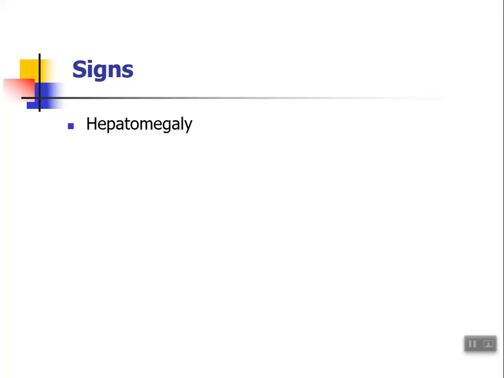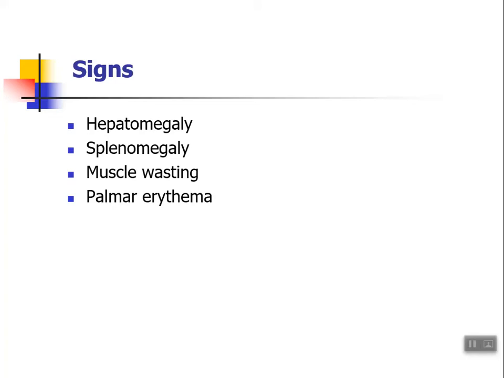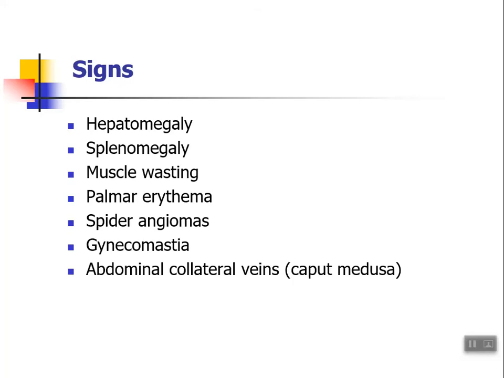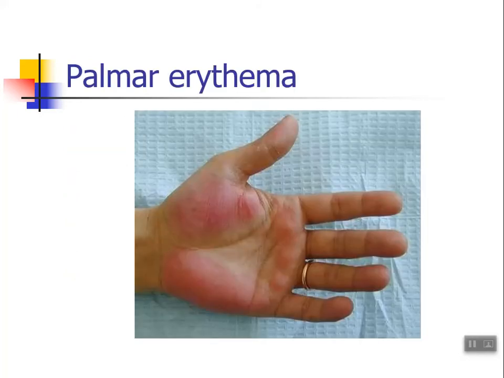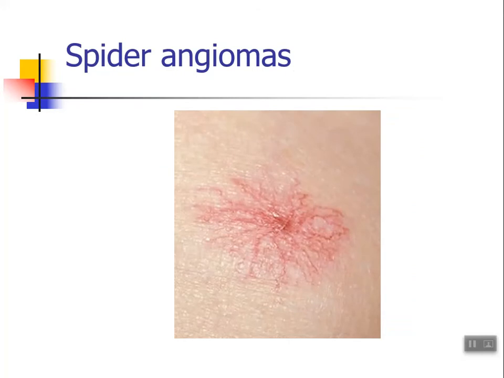Signs include hepatomegaly, splenomegaly, muscle wasting, palmar erythema, spider angiomas or spider nevi, gynecomastia, abdominal collateral veins or what's called caput medusae. This is the palmar erythema, where there is redness in the thenar, hypothenar, heads of metacarpals and terminal phalanges with central pallor. Spider angioma or spider nevus with feeding arteriole in the center and capillaries.